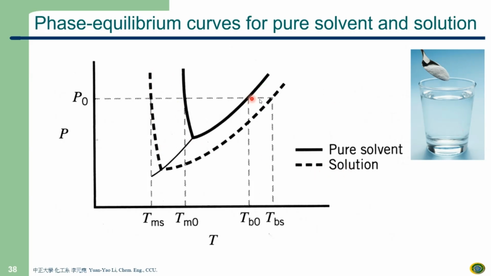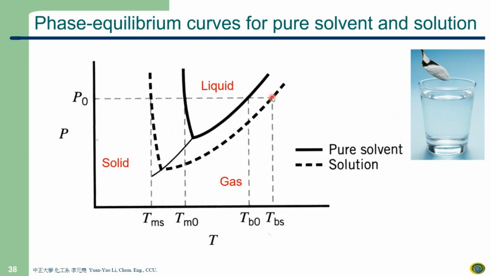So the boiling point will be higher. Let's say this P0 is 1 atm. The boiling point will be higher, and the melting point or the freezing point will be lower, right? Because this is the solid phase, this is the liquid phase, and this is the gas phase. What we are talking about here is from liquid to gas, what we call the boiling point, right? From liquid to solid, what we call the freezing point or melting point. So you are increasing the boiling point and decreasing the freezing point.